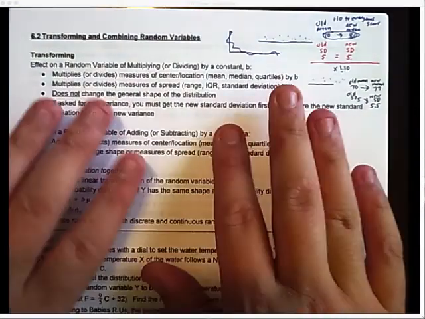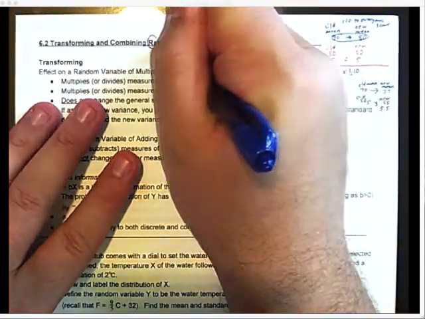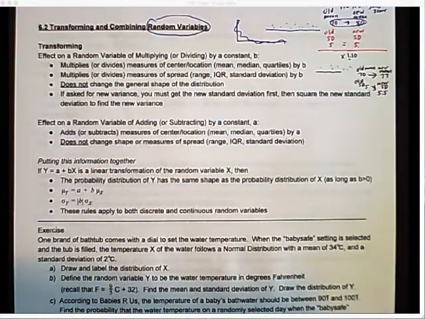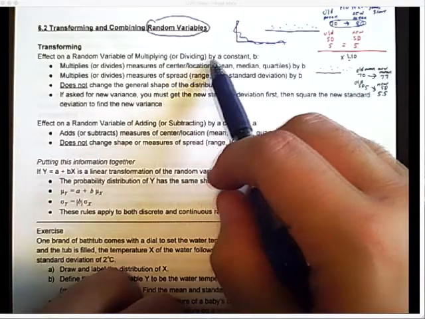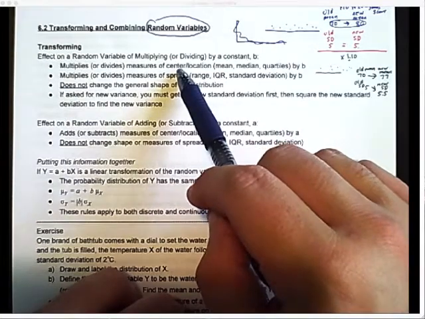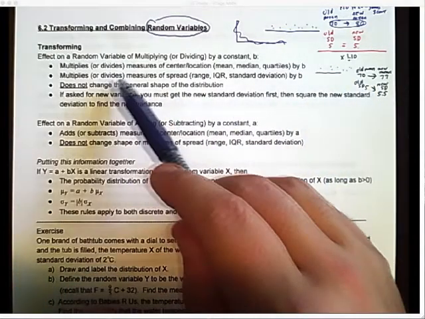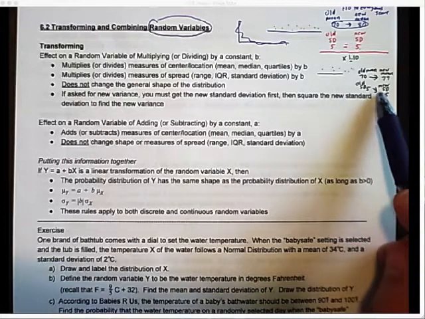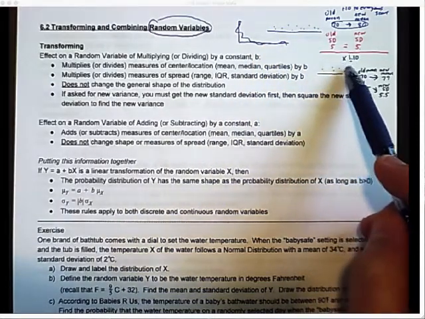Now we're going to do the same type of thing, but in the context of random variables. Let's read through some of the notes here. If you multiply or divide by a certain constant b, it's going to change the measure of center, just like it did here. It's also going to multiply or divide the measure of spread. So this would be 5 times 1.1. It doesn't change the general shape. If something originally is skewed right, the new one is going to be skewed right as well.